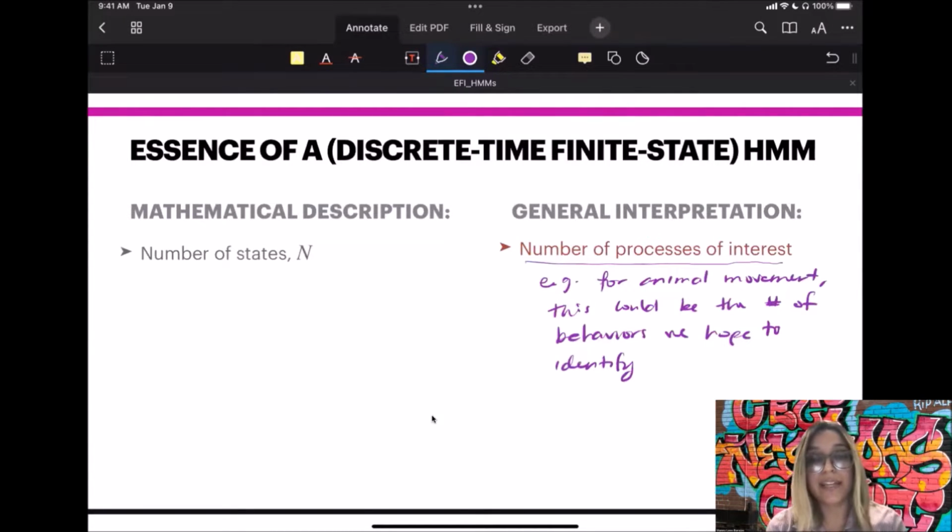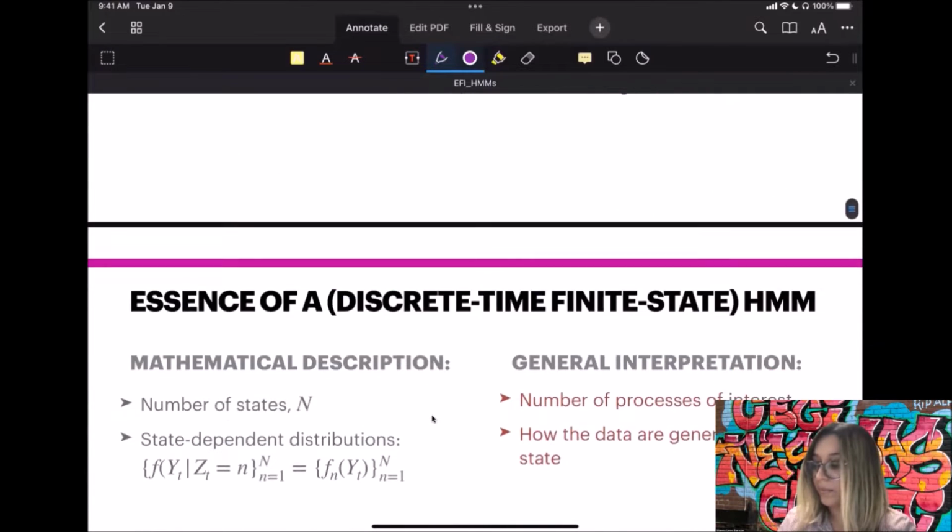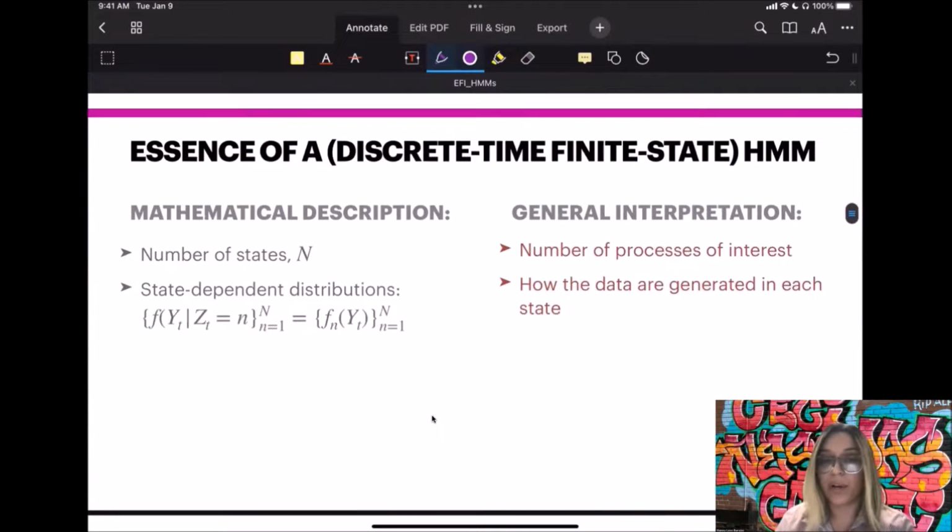So if we have n equal to 2, and we fit a hidden Markov model with 2 states, we might think there's 2 behaviors exhibited in our time series. We also have the state-dependent distributions, which describe how the data are generated in each state. So we have different probabilistic structures for each state.